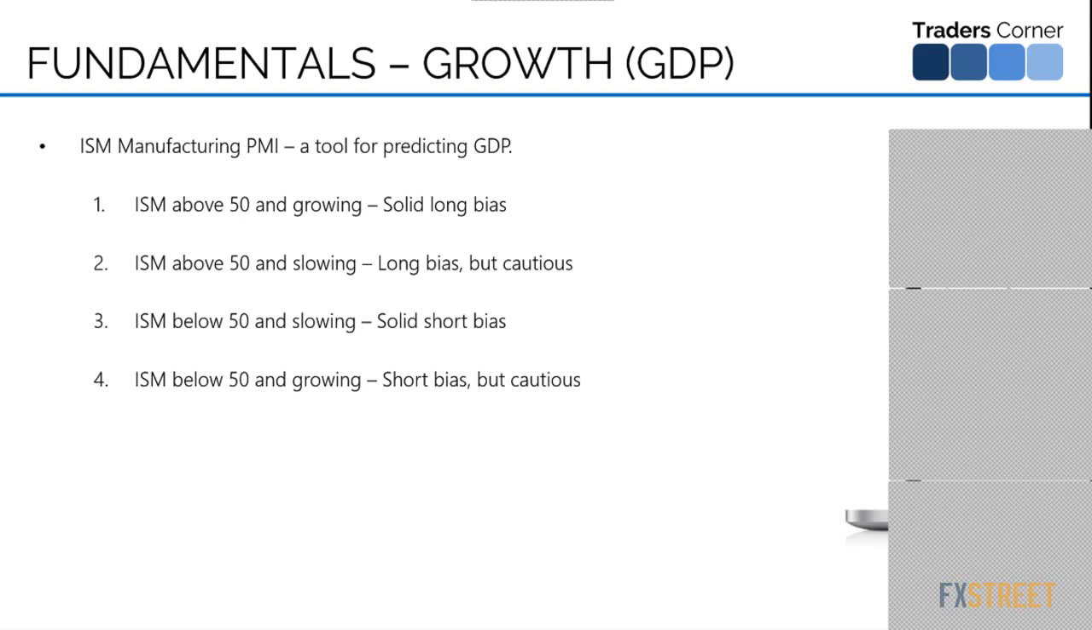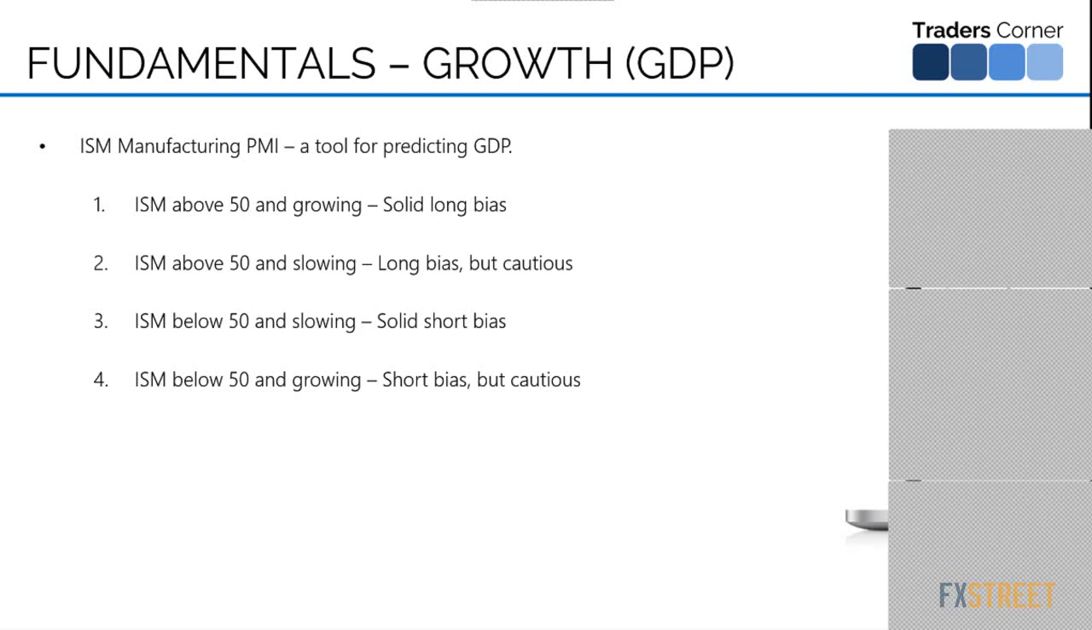PMI. If the ISM is above 50 and growing, as in if it's trending up and up and up, so 50 one month, 51 the next, 52 the next, etc., we're going to have a solid long bias. So we're going to look for areas to exploit our idea that there's going to be good global growth by exploiting growth currencies. All right.